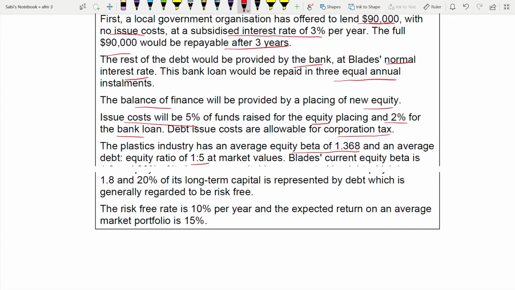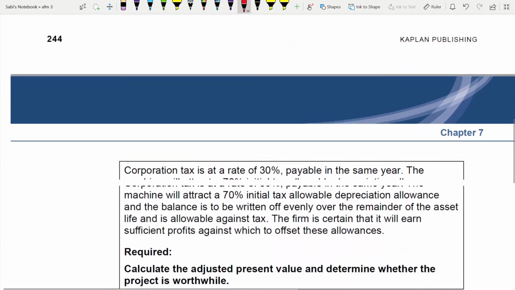Okay, and their current equity beta is 1.8. 20% is represented by debt. That means 80% will be equity. Risk-free rate is 10%, and market portfolio, the average return is 15%. That is for your CAPM formula. Okay, so now what else?